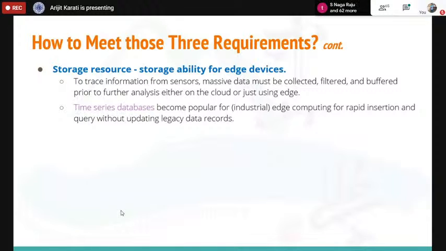So here, if you see, the storage resource is very essential for the edge devices to trace the information from the sensor. Massive amounts of data must be collected from the sensor, right? And after it is collected, you have to filter it out, you have to buffer and store it, prior to further analysis either on the cloud or on the edge devices. So storage is another requirement.